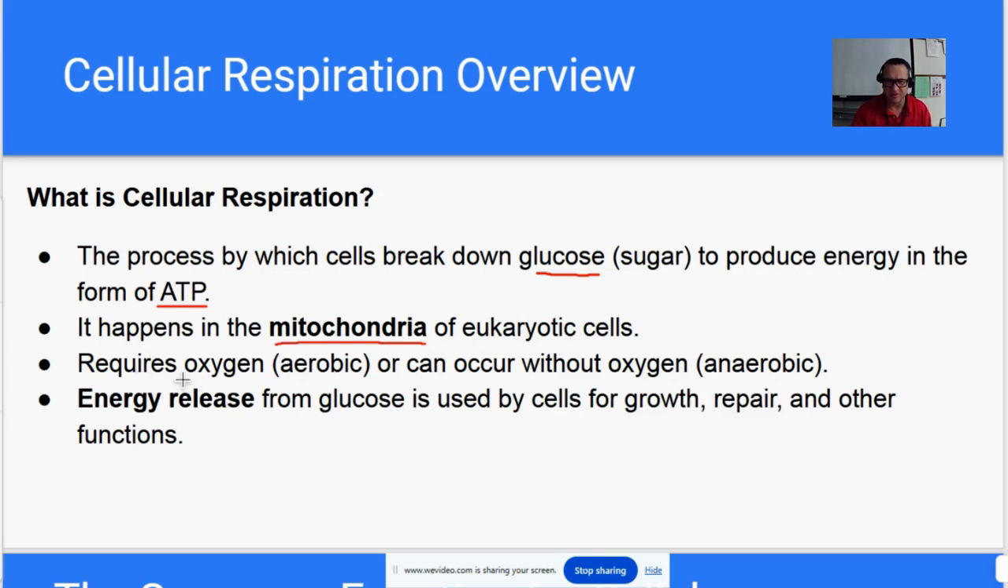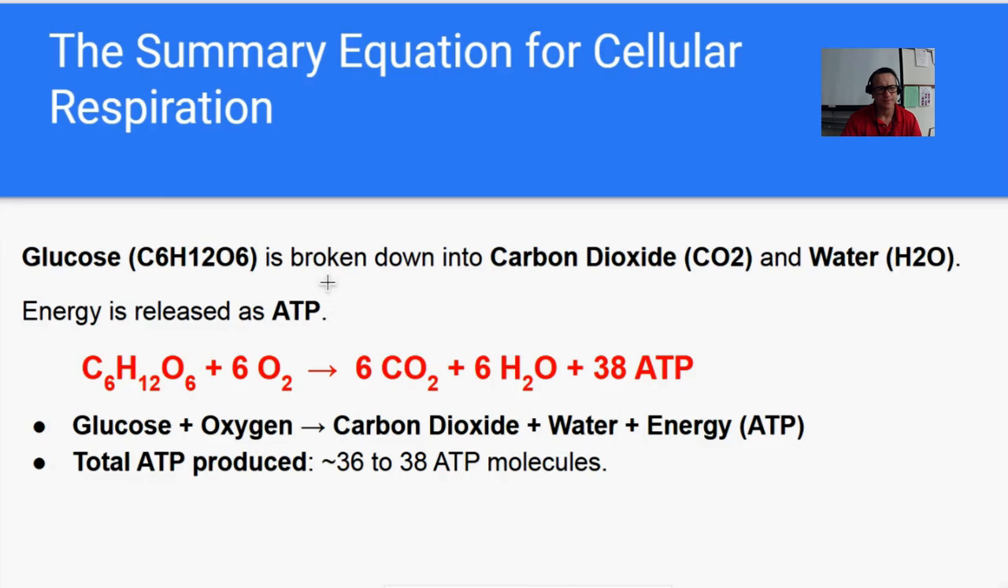Now, there's two types. One type of respiration requires oxygen. That's aerobic respiration. And there's one that doesn't require oxygen, and that's anaerobic. All right, so this is releasing energy from glucose so it can be used by cells for growth, for movement, for active transport, all kinds of things that the cells need energy for. So that's how cells make ATP energy from glucose sugar.